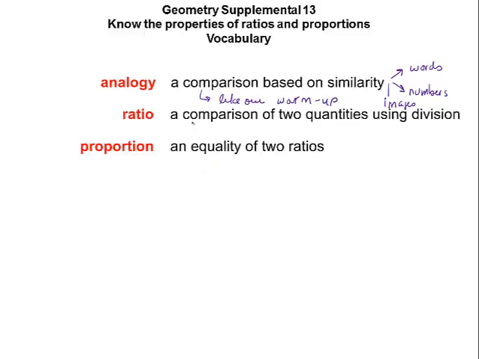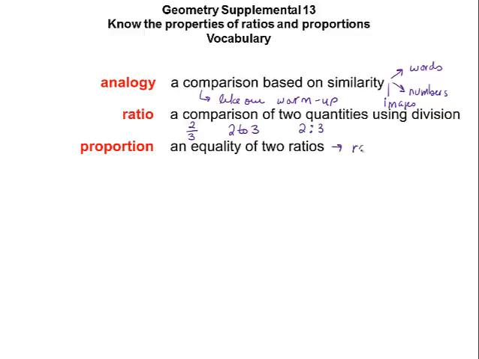A ratio is a comparison of two quantities using division. So we can write a ratio as a fraction. We can write a ratio as a sentence, essentially, or a phrase. And we can write a ratio with a colon. All of these mean the same thing. 2 to 3.